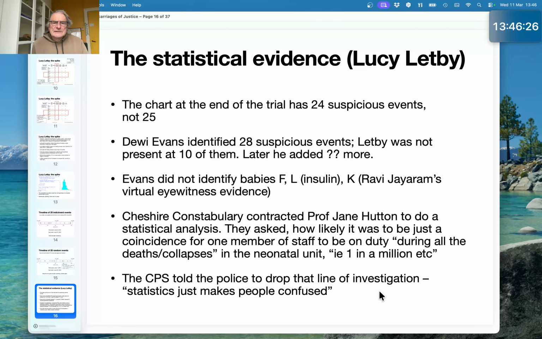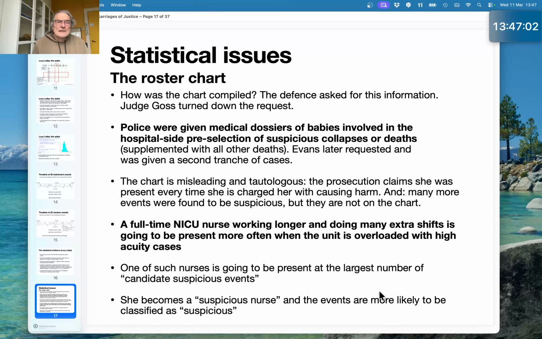I think I've talked about the points which are mentioned here already about the statistical investigation not being a statistical investigation, or a statistical investigation by Jane Hunter not being done by order of the Crown Prosecution Service. Statistics just makes people confused. Let's move on. I think I have a whole collection of further statistical facts to mention and discuss. In fact, I've already discussed the question, but it is worth repeating again now.